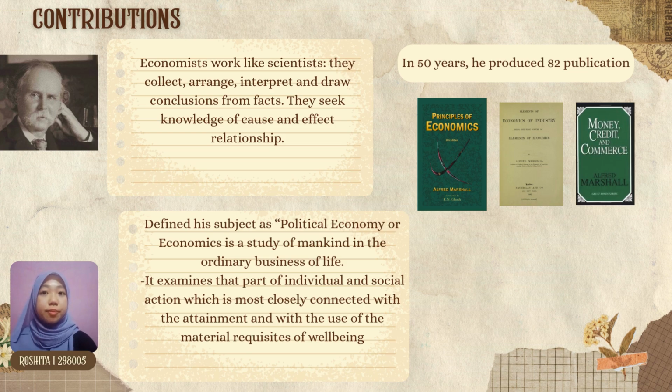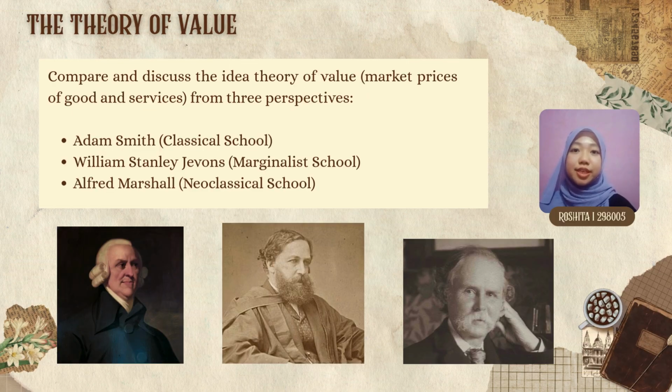Economics is a tool or method for finding out the truth that helps to understand through investigation and reasoning. The foundation of economic analysis is to study how one thing affects another in the economy. For this section, we will discuss and compare the theory of value from three different perspectives: Adam Smith from the classical school, William Stanley Jevons from the marginalist school, and Alfred Marshall from the neoclassical school.